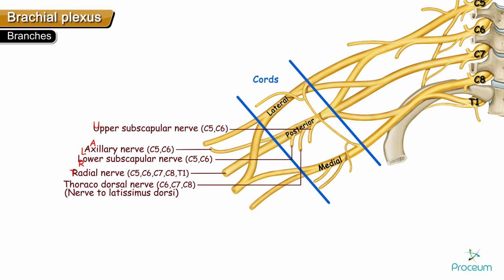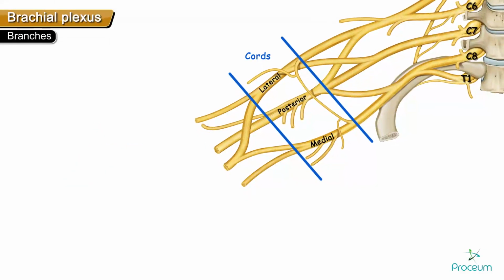You can remember these as ULTRA: upper subscapular, lower subscapular, thoracodorsal, radial nerve, and axillary nerve. You can also remember it as LUNAR: lower subscapular, upper subscapular, nerve to latissimus dorsi, axillary nerve, radial nerve. Remember, the nerve to latissimus dorsi is also called as thoracodorsal nerve.